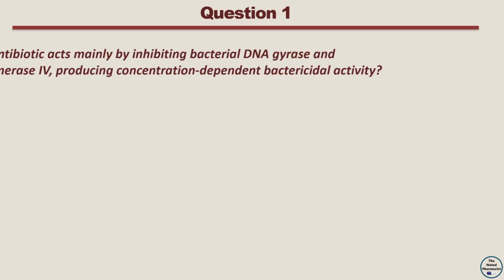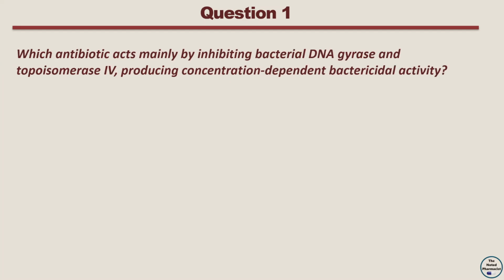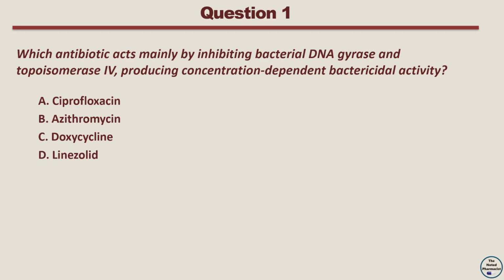Question 1. Which antibiotic acts mainly by inhibiting bacterial DNA gyrase and topoisomerase 4, producing concentration-dependent bactericidal activity? Option A. Ciprofloxacin. Option B. Azithromycin. Option C. Doxycycline. Option D. Linezolid. Option E. Nitrofurantoin.